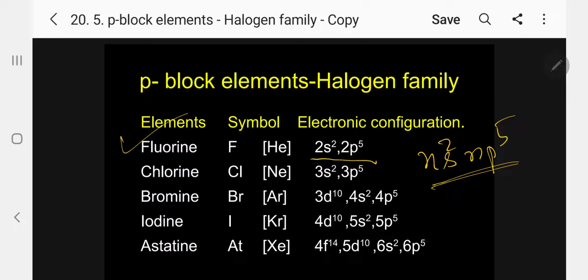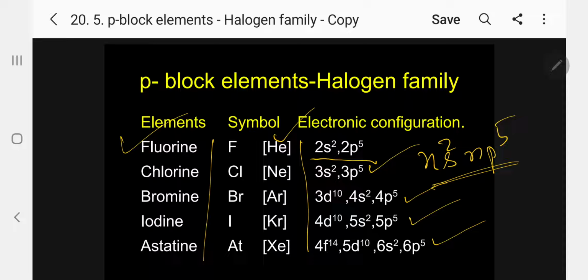For fluorine, the short form of the electronic configuration is helium plus 2s2; then neon plus 3s2; argon configuration plus 3d10 4s2, and it goes on like that. So fluorine 2s2, chlorine 3s2, bromine 4s2, iodine 5s2, astatine 6s2. The symbols are fluorine F, chlorine Cl, bromine Br, iodine I, astatine At.